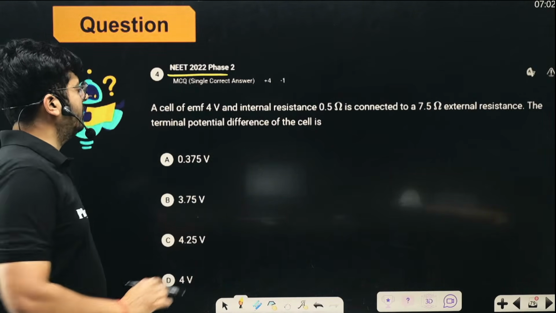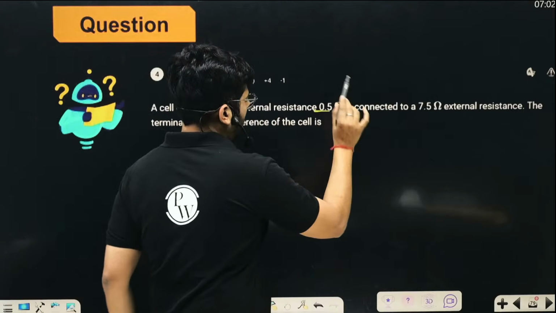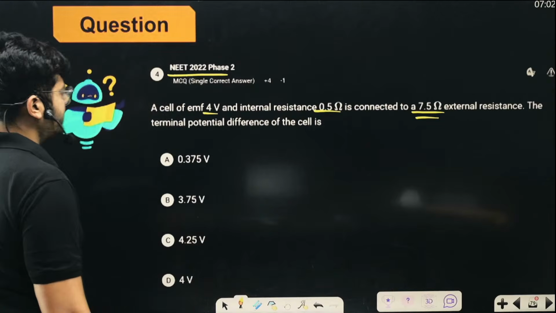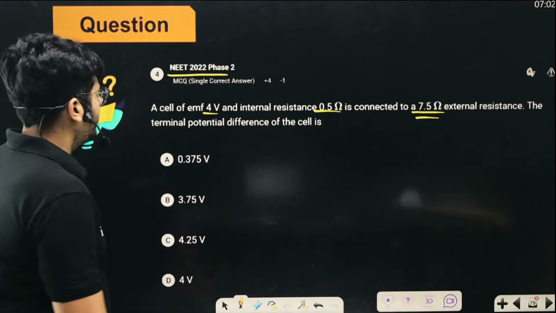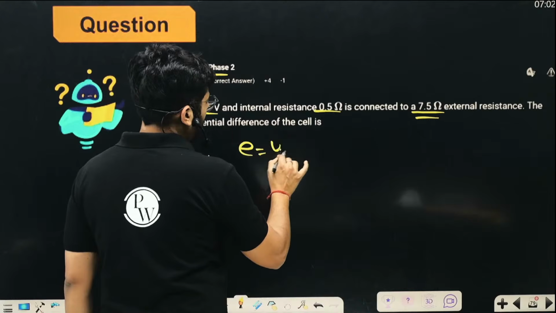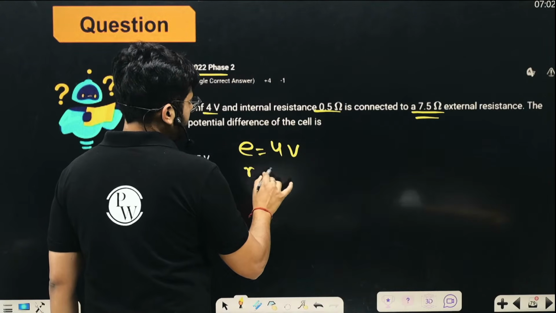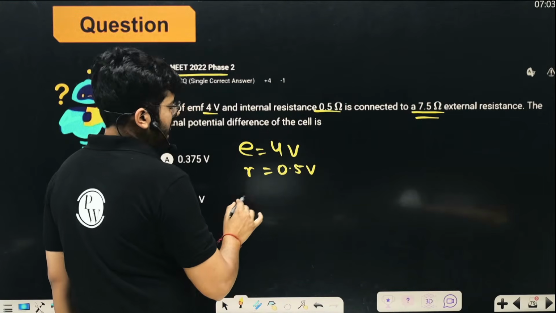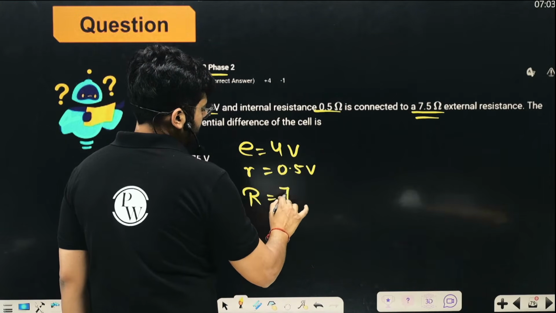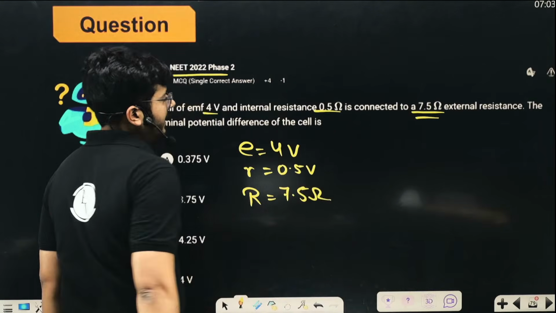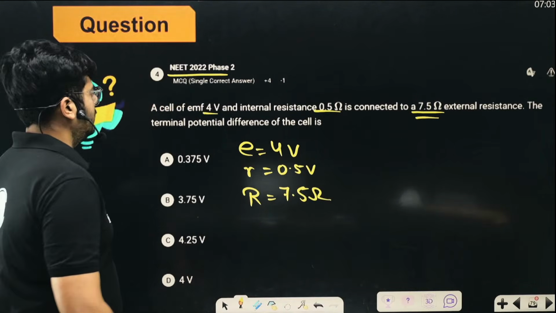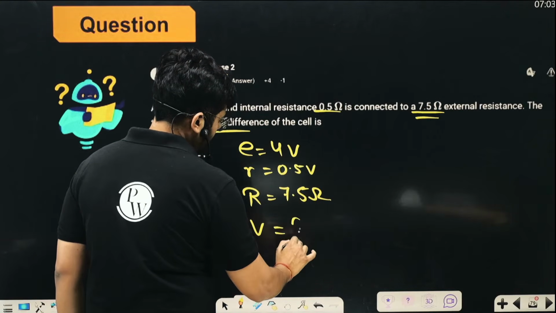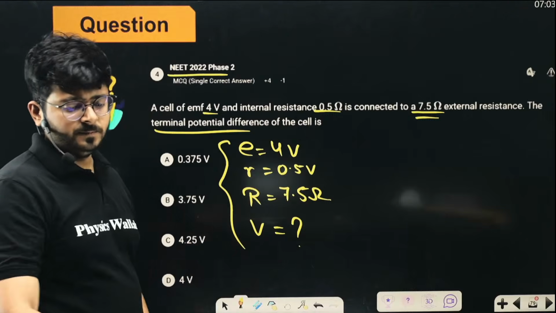A cell of EMF 4 volt and internal resistance 0.5 ohm is connected with an external resistance of 7.5 ohm. The terminal potential difference will be? So you see that the EMF of the cell is 4 volt, the internal resistance of the cell is 0.5 ohm. It is connected to the 7.5 ohm external resistance, right? What will be the terminal potential difference, V?